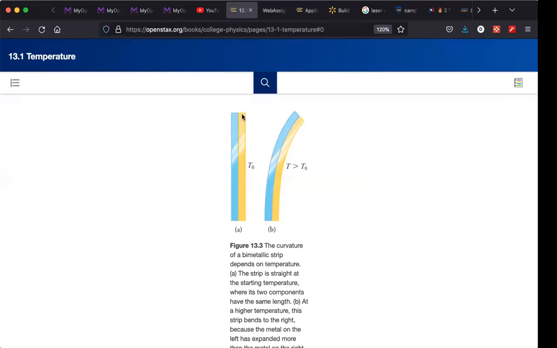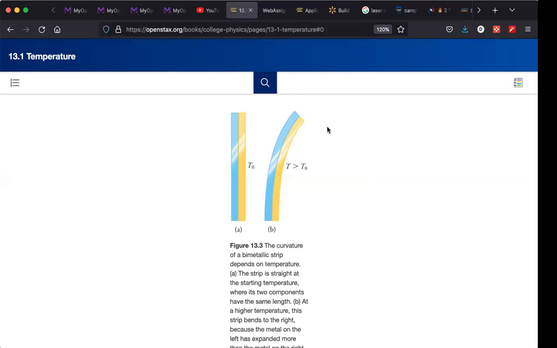But as the metals heat up or cool down, they will expand. That's one of the things that metals do when they heat up and cool down. And they will expand differently. One of them will expand more than the other. In this case, as the temperature is getting hotter, this blue metal is getting longer than the gold metal. And so it starts to bend, starts to turn this way, right?